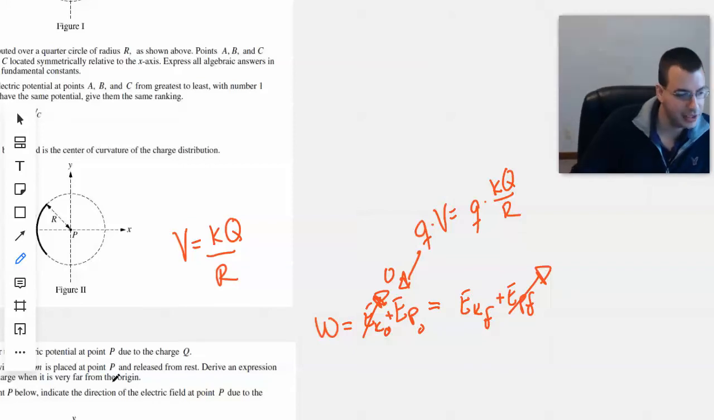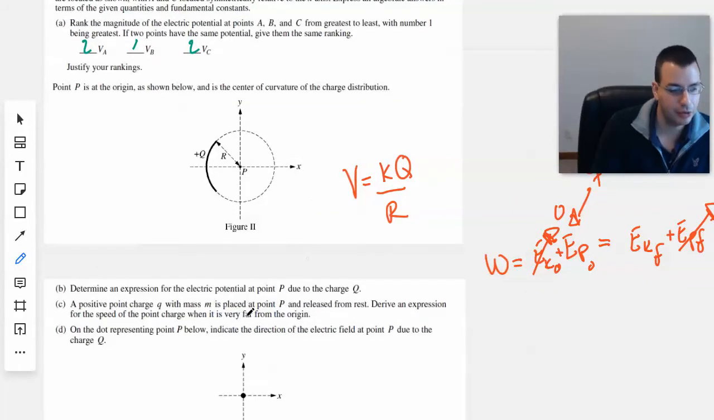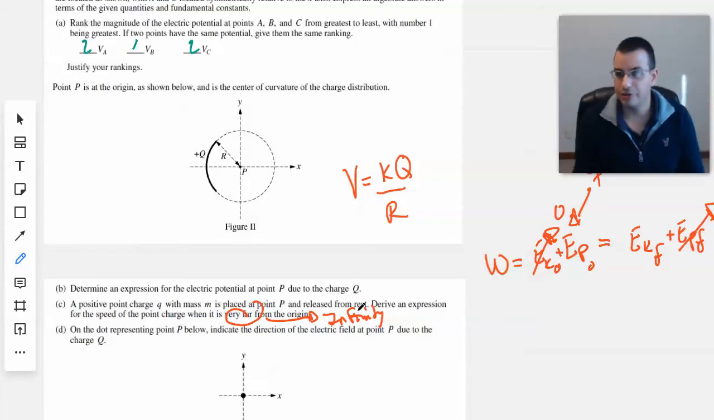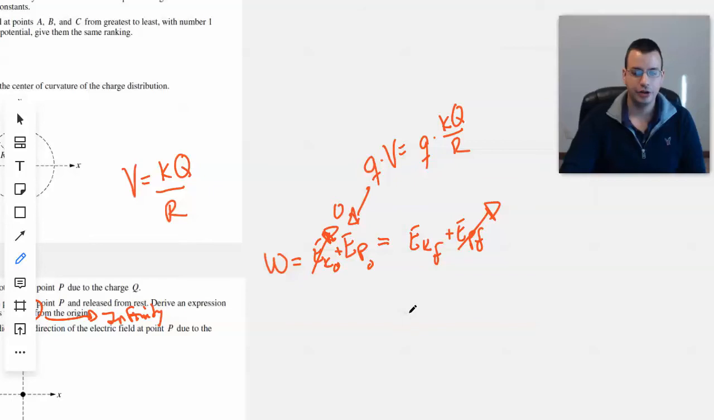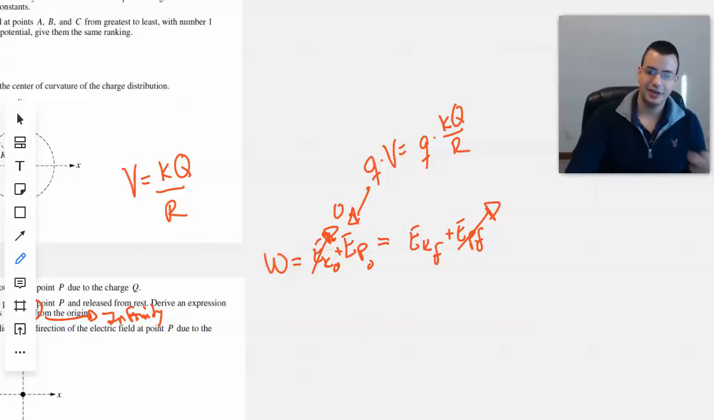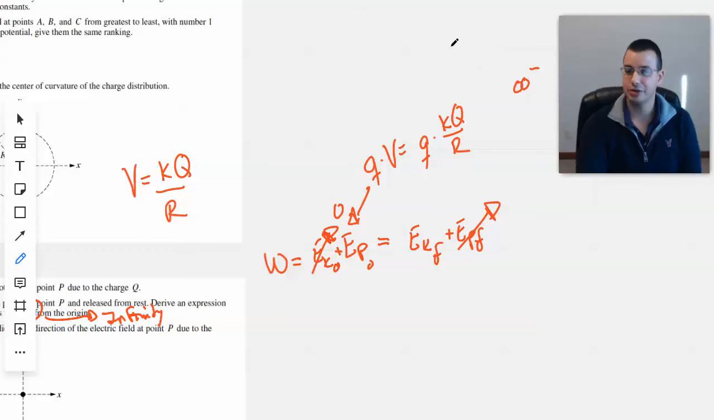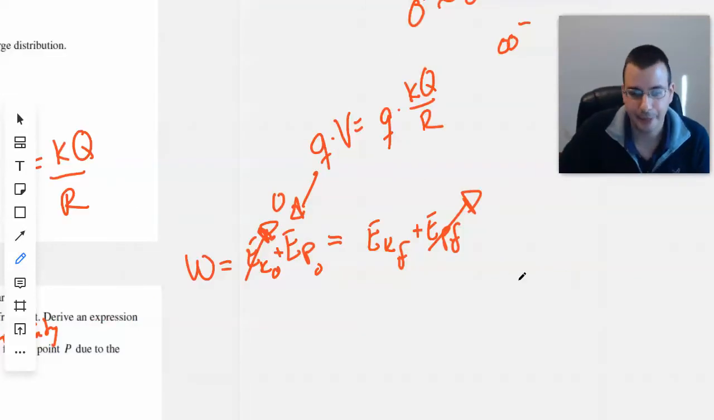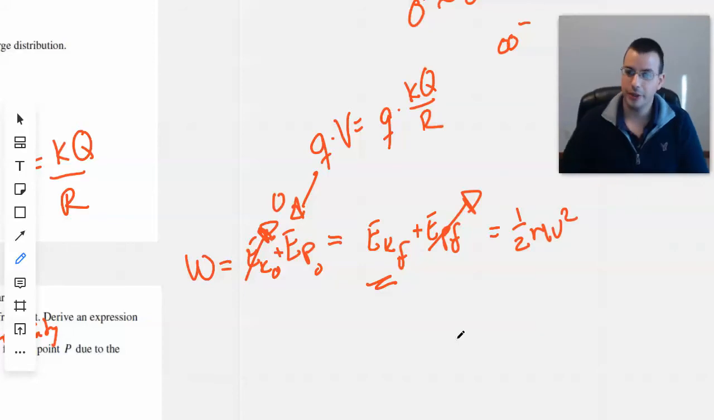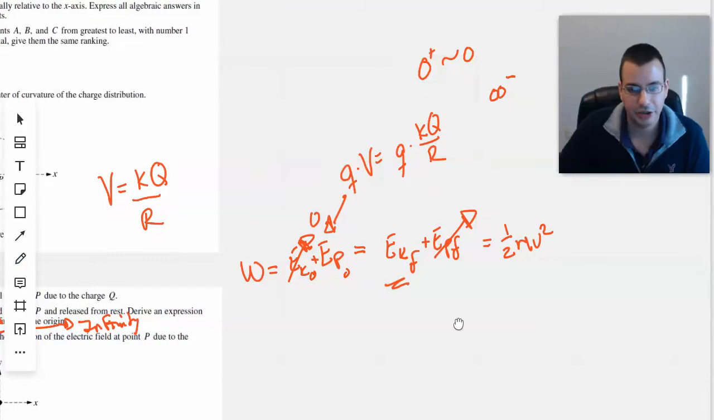It'll zoom off to infinity. So it says very far from the origin, very far, i.e. infinity. They just don't want to say when the particle reaches infinity because it'll never reach infinity. Therefore, you're talking about a time that doesn't exist. So they say very far. So infinity minus, kind of like 0 plus, which is kind of like 0, just bigger. So same idea. They say basically infinity, and at that point the kinetic energy will be 1/2 mv squared. That's the equation we have for kinetic energy.